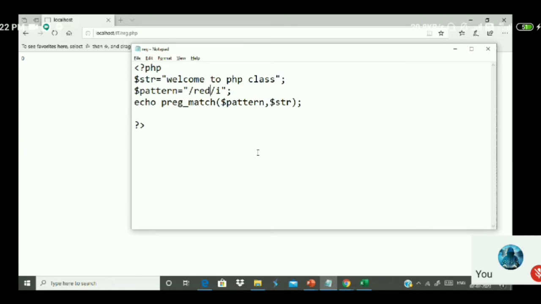So framing a pattern and searching in a particular sentence or a paragraph or a file is very important for a search engine. Are you able to understand what I'm saying? Clear? Yes, sir. Okay.